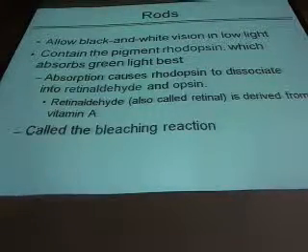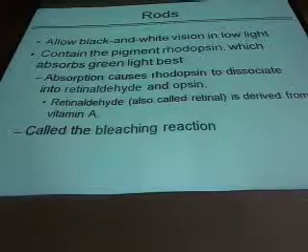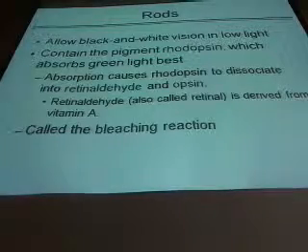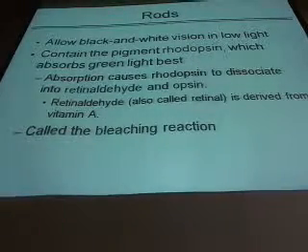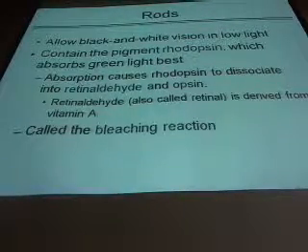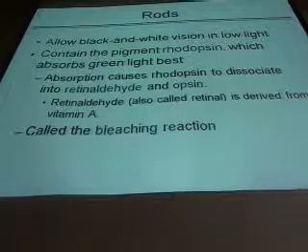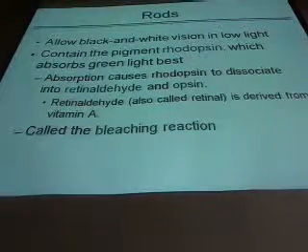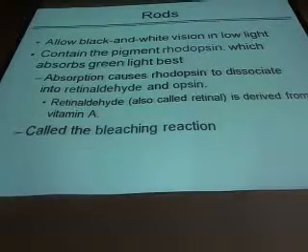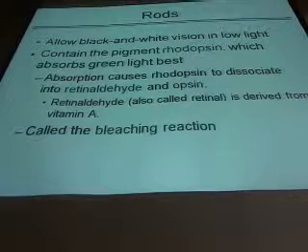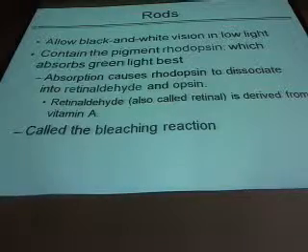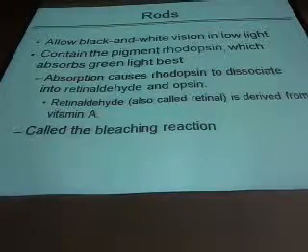Absorption causes rhodopsin to dissociate into retinaldehyde and opsin. Retinaldehyde is from retinol, which is from vitamin A. One of the first things you see with a vitamin A deficiency is poor night vision. And I know, my cousin was in the Navy SEALs, and they kept them on vitamin A to keep the night vision as sharp as they could.